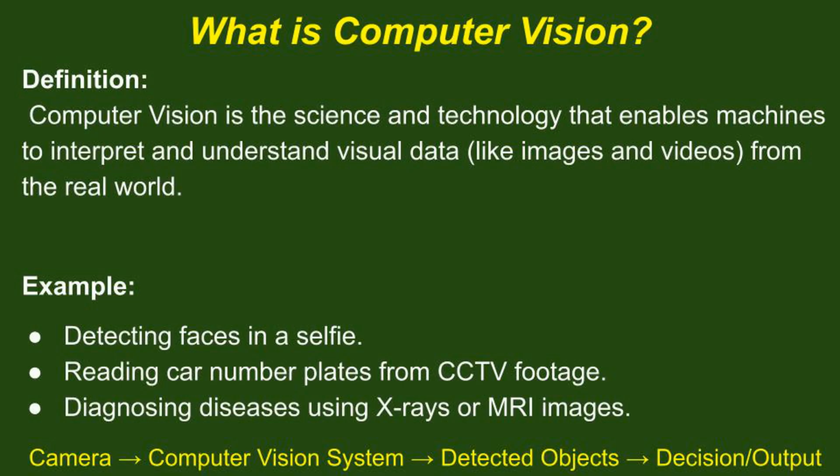Let's define it clearly. Computer vision is the branch of AI that teaches computers how to see and understand what they're looking at. When we look at a photo, our brain instantly recognizes faces, colors, and shapes. But for a computer, it's just numbers, representing brightness and color of pixels. Through AI, the computer learns to connect those numbers with real-world objects, like a car, a tree, or a person.